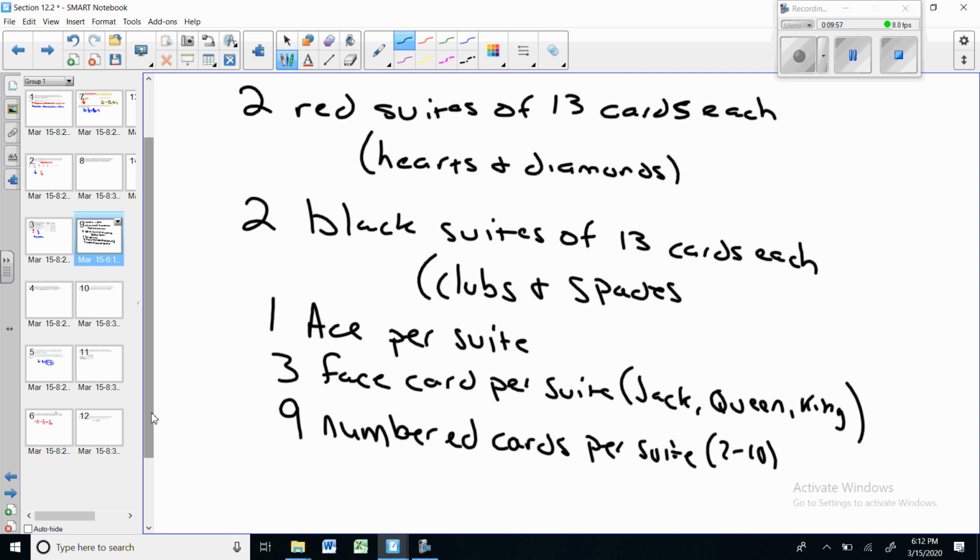There are 2 red suits of 13 cards each, hearts and diamonds, and 2 black suits of 13 cards each, clubs and spades, which means there are 52 total cards, not including the jokers. There are 2 jokers per deck of cards. There's 1 ace per suit, 3 face cards per suit, jacks, queens, and kings, and 9 numbered cards per suit, the numbers 2, 3, 4, 5, 6, 7, 8, 9, and 10. All right, so let's go back to our problem.